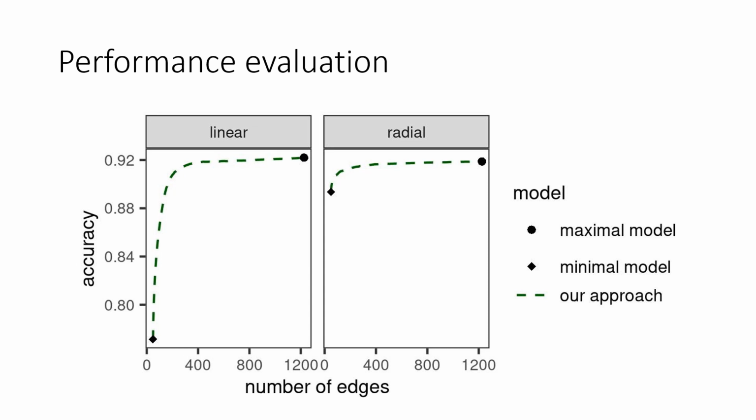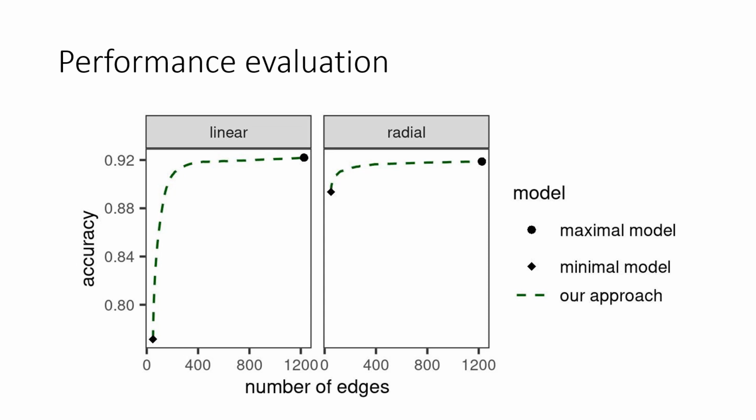Two popular SVM kernels are used, linear and radial. These correspond to plot columns. On the vertical axis, there is accuracy of the model, and on the horizontal axis, there is the number of edges, or binary SVMs, in the model. Leftmost point on each of the plots corresponds to a starting minimal model, and the rightmost point to the maximal model. Intermediate models between them are created by iteratively applying our approach and adding binary SVMs to the previous model.